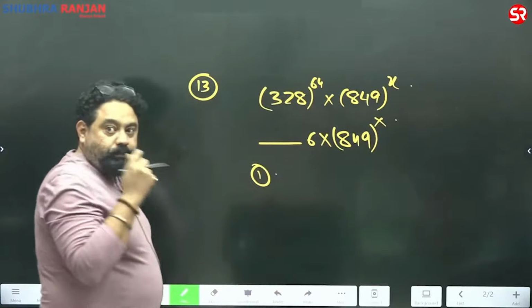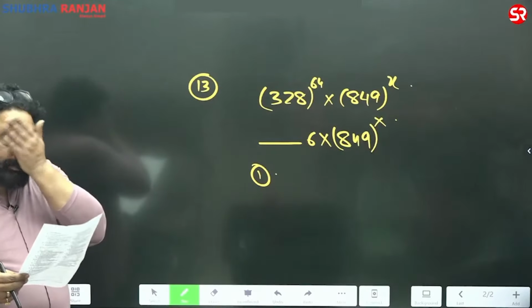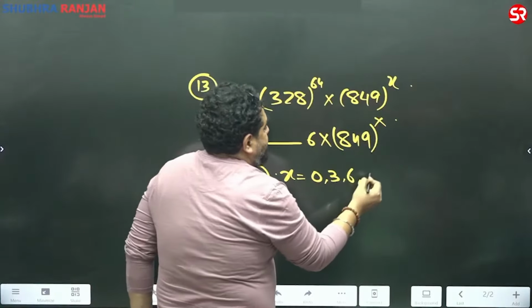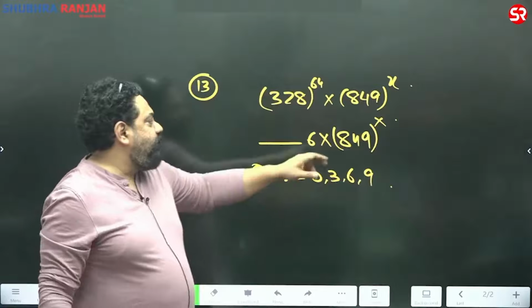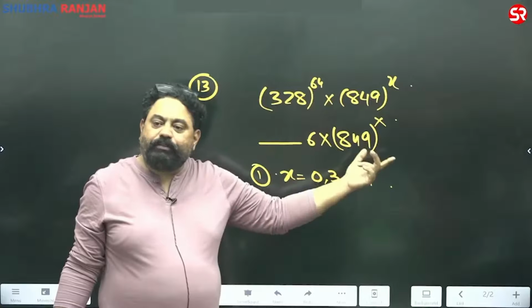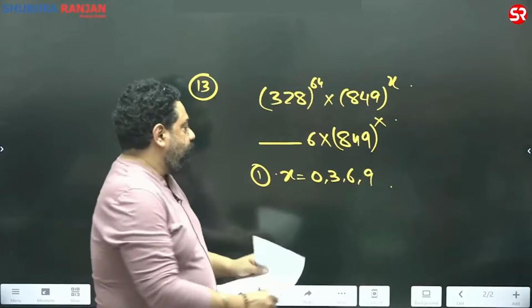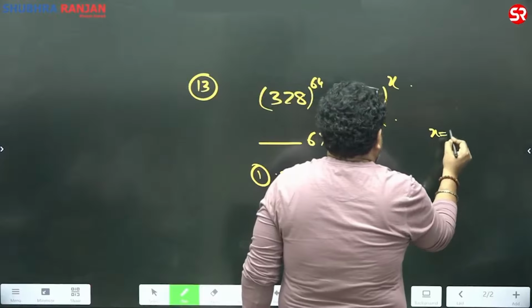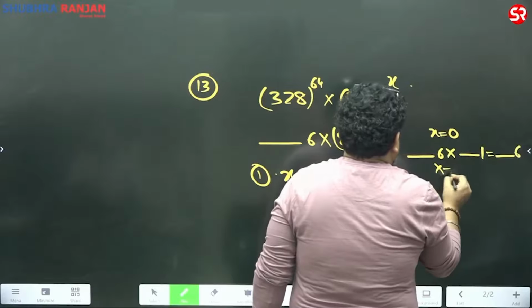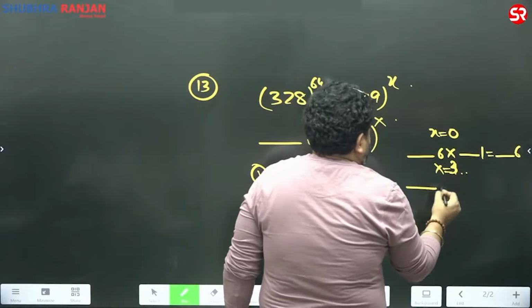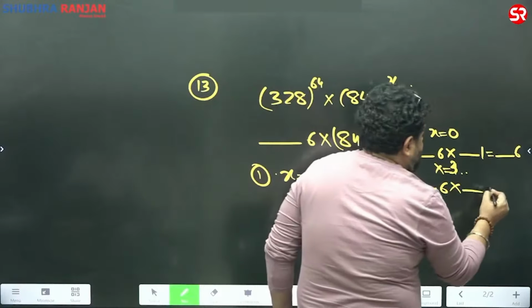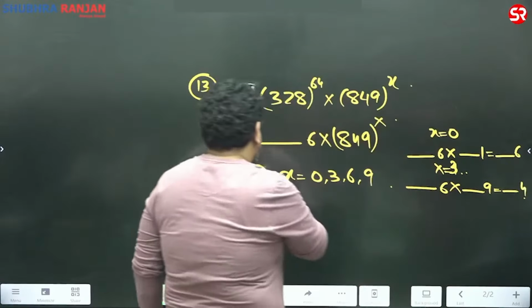Statement 1: x is a multiple of 3 less than 10, which means x would be equal to 0, 3, 6 and 9. Whatsoever it is, if I put 3 over here or 6 over here or 9 over here, this is ending with 6 and 0 over here, unit won't be same, isn't it? If I put, look, x is equal to 0, I get a number ending with 6 into number ending with 1, which is ending with 6. If I put x is equal to 3, this is number ending with 6, and if it is 3, ending with 9. 6 9s are ending with 4. Answer is not unique.